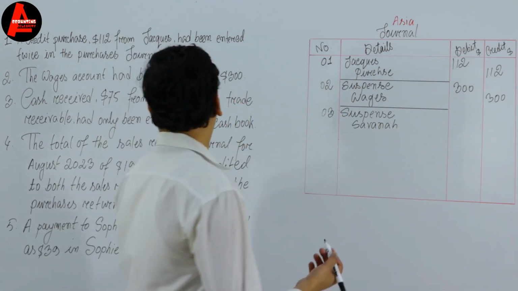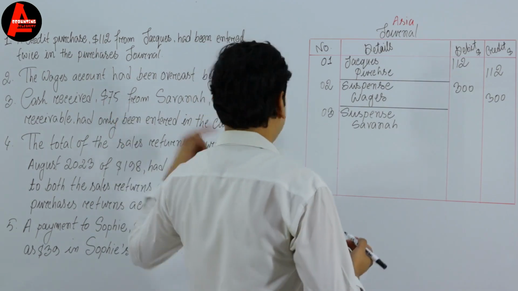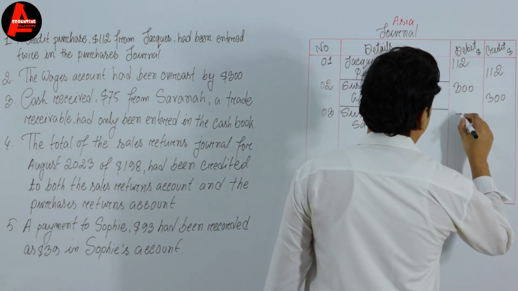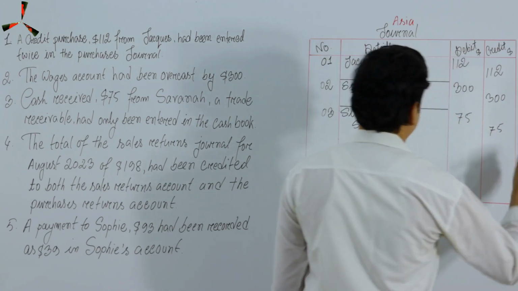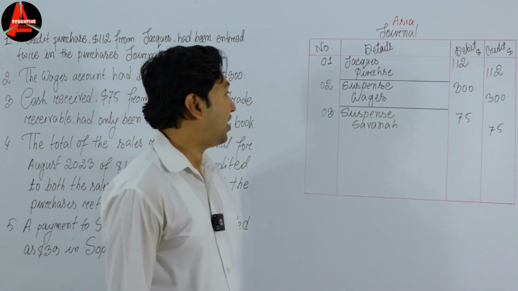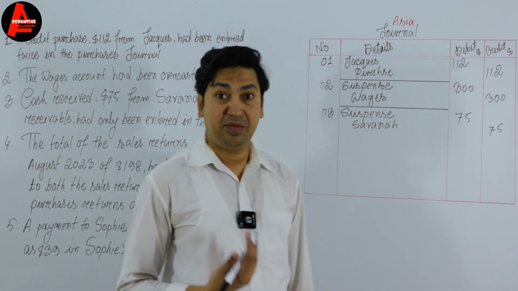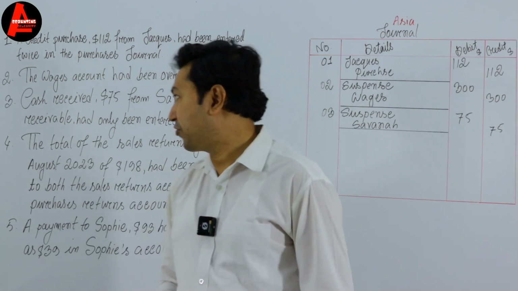Okay, so what was the amount here? It is $75 on the debit side and same on the credit side. Okay, great, our third one is done. Now number 4. So what is number 4?